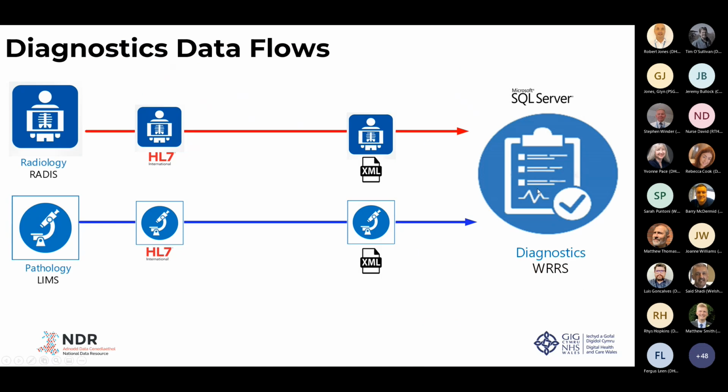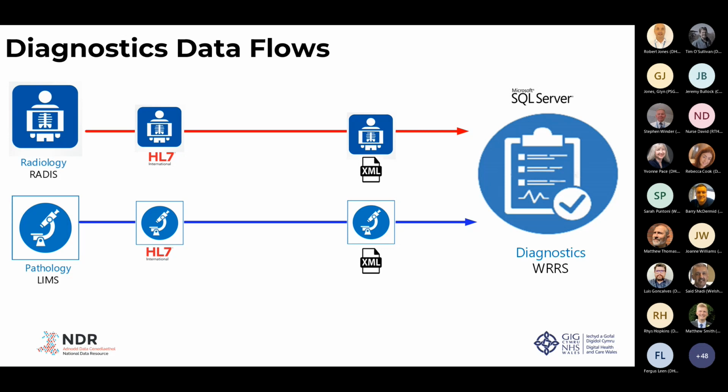So on the right-hand side here is WRS. And let's just understand how diagnostics data gets into that back-end system at the moment. So the system is a Microsoft SQL Server developed by NWIS. And basically it takes feeds from RADIS and LIMS, amongst others. It takes HL7 feeds and consumes them as XML. So basically the sources on the left, RADIS is a radiology system, LIMS is our pathology system. Those produce HL7 messages, and those HL7 messages make their way into our WRS system as XML.